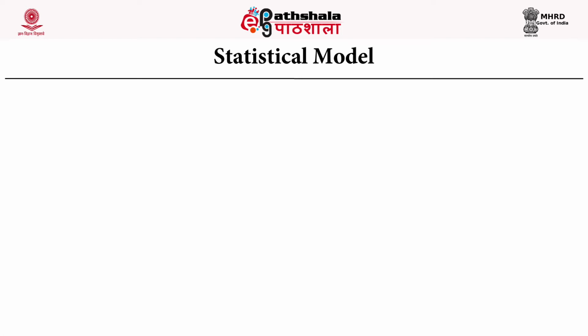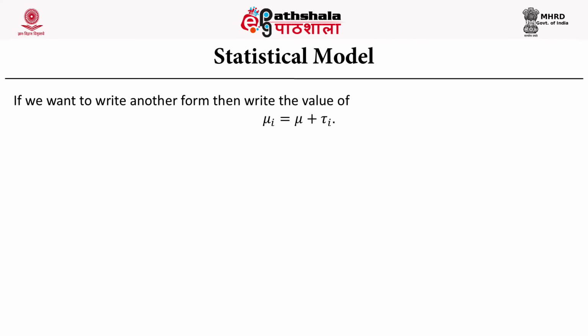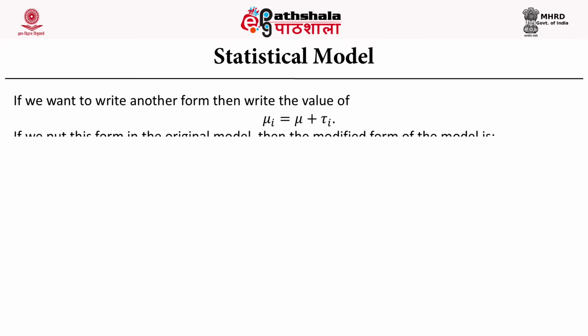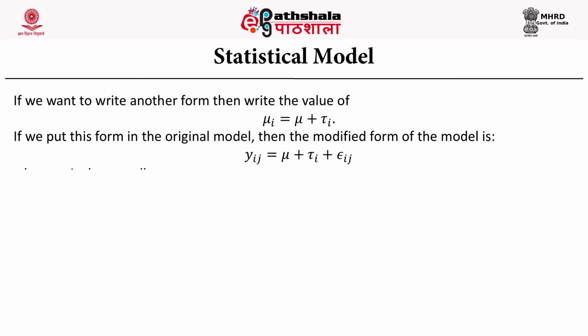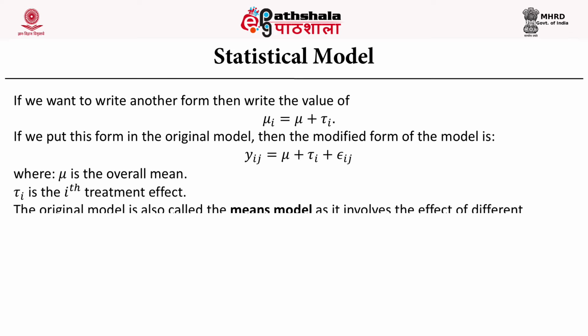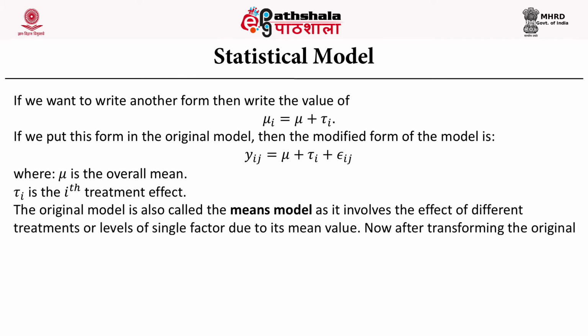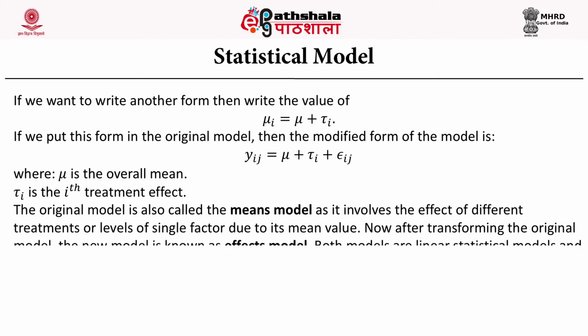If we want to write another form, we put the value of mu_i as mu plus tau_i. Putting this in the original model, the modified form of the model is y_ij equals mu plus tau_i plus epsilon_ij, where mu is the overall mean and tau_i is the ith treatment effect. The original model is also called the mean model, and it involves the effect of the different treatments or levels of the single factor due to its mean value.